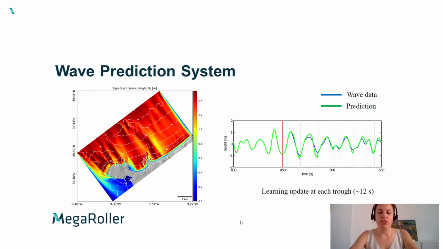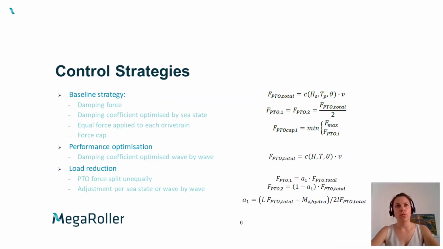Based on the output from the prediction software, the MegaAlert PTO settings can be optimized in terms of force characteristics at each of the two drivetrains on a wave-by-wave basis. And that's where we can start looking at the different control strategies of interest. Starting from a baseline strategy with a simple damping force applied, with the force control parameters optimized by sea state, and the same force applied at both drivetrains and a force cap, we can consider the force parameters as the damping coefficient on one end and the force split between the two drivetrains.